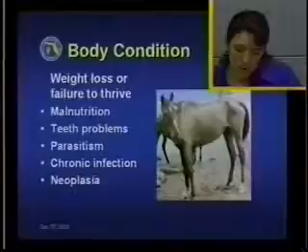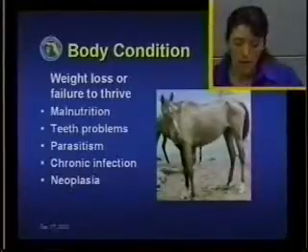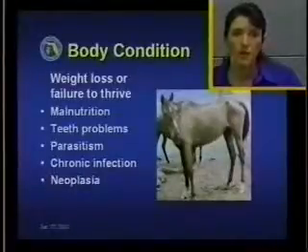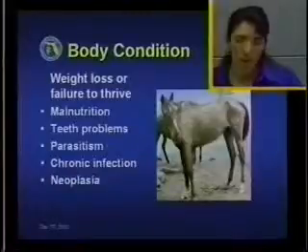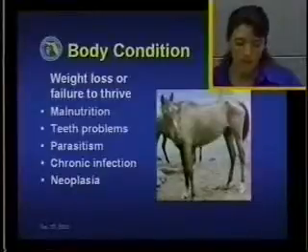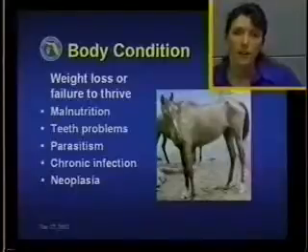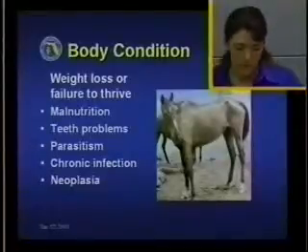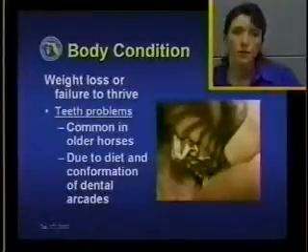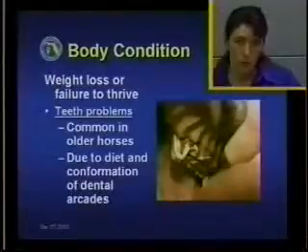Another parameter that you try to assess looking at a horse from a distance is body condition. The most common problem that we see with body condition will be weight loss or a failure to thrive, and the most common condition that leads to that is malnutrition. Teeth problems can also be involved, as can parasites, chronic infection, or neoplasia. When we look at a horse that is losing weight or is hard to keep weight on because of teeth problems, very often we're looking at an older horse.